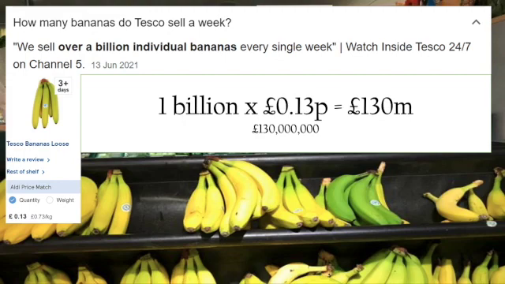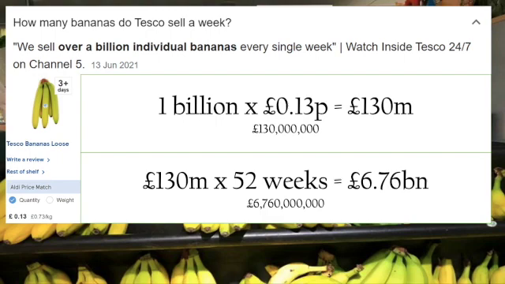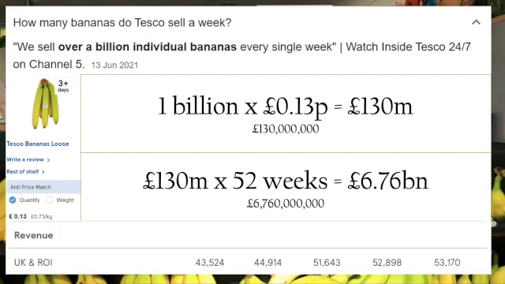So we're going to get our 130 million times by 52, and what we'll get is 6.76 billion pounds. Obviously that's not going to be entirely accurate because they sell different types of bananas and they will sell different amounts each week. It's just an average, it's over 1 billion, so we've just based it on that. Now, if we look again at their financial information on revenue, we can see that 6.76 billion is only really 0.013% of that overall revenue. So it's very, very small.